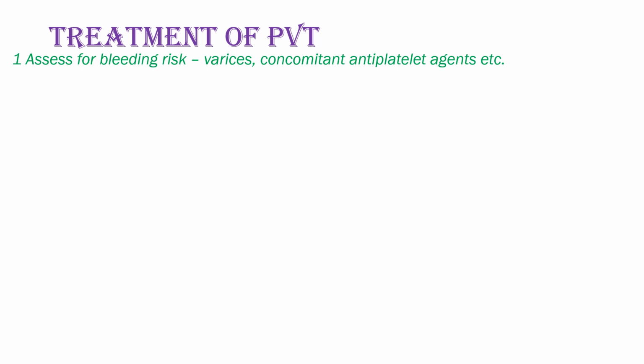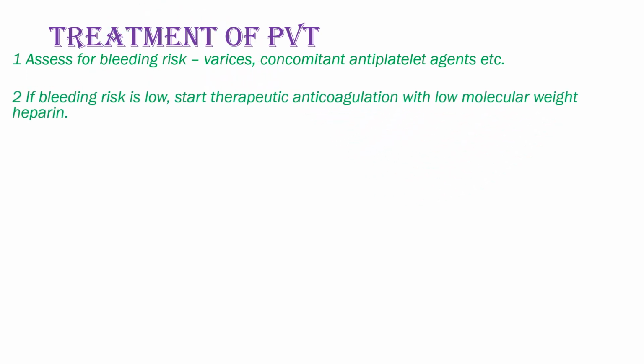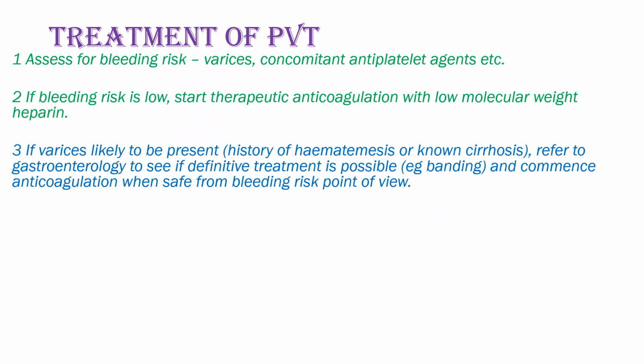Regarding treatment of portal vein thrombosis, the first step is to assess bleeding risk, such as varices, concomitant antiplatelet agents, or drugs that cause an additional burden of bleeding. If bleeding risk is low, start therapeutic anticoagulation with low molecular weight heparin. If varices are likely to be present, such as a history of hematemesis or non-cirrhosis, refer to gastroenterology to see if definitive treatment is possible, such as banding, and commence anticoagulation when safe from a bleeding risk point of view.